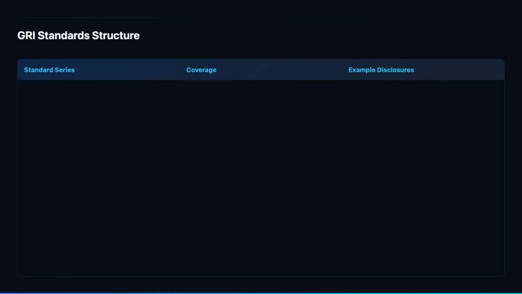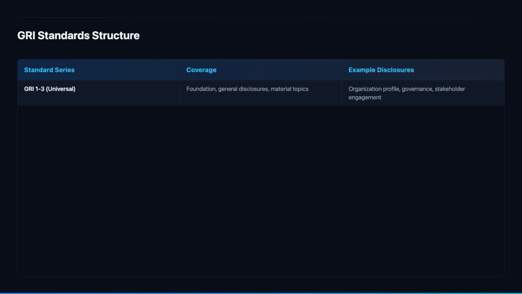Understanding how the GRI standards are organized helps us navigate the framework and identify which disclosures apply. The universal standards apply to every organization and establish the core framework for reporting.